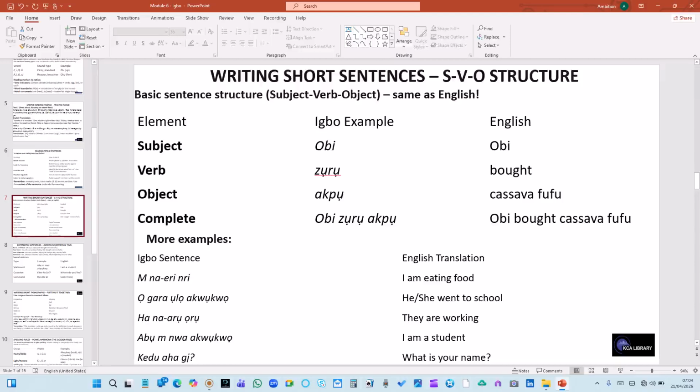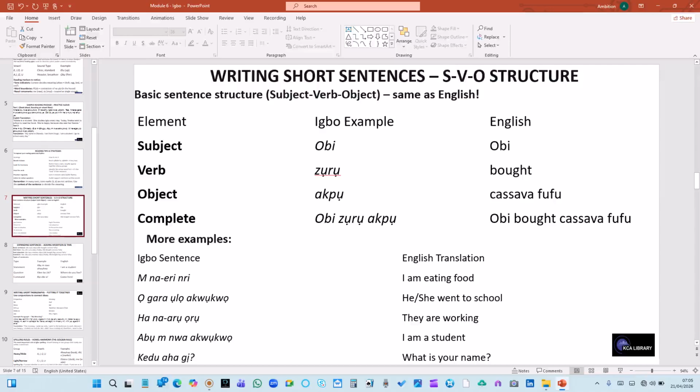Now, in the Igbo language, the subject may be Obi, or in English it can also be Obi, which is the name of a person. Then the verb could be Zoro, which means bought. Obi Zoro, which means Obi bought. Then the object could be Akpo, cassava fufu. So Obi bought cassava fufu, which means Obi Zoro Akpo. Then the complete sentence could be Obi Zoro Akpo, Obi bought cassava fufu.